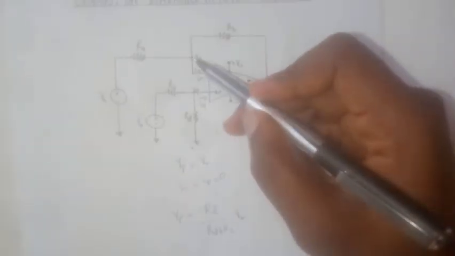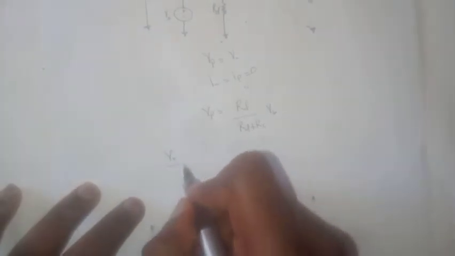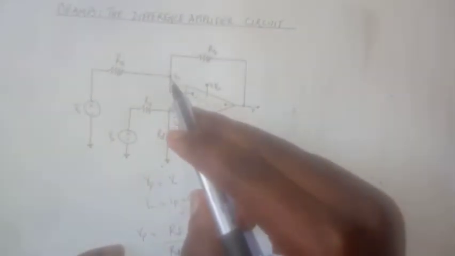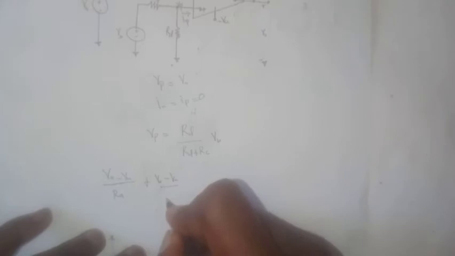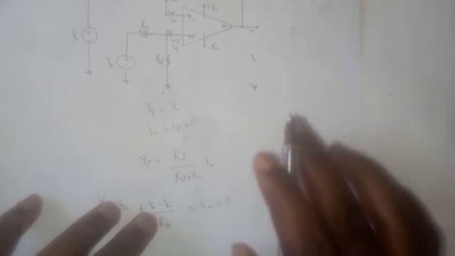Now that aside, let's go ahead and write a nodal equation at this point, and we have it that VA minus Vn over RA, plus V naught minus Vn over RB, equals 0, because it is going to be equal to In, which is equal to 0.